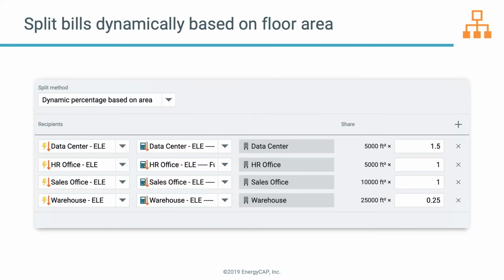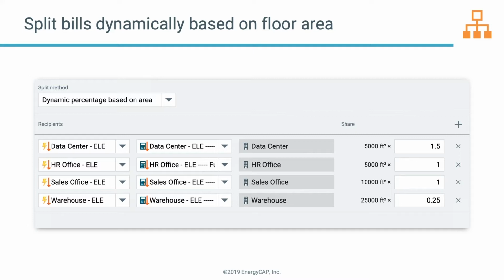One of our new options is to dynamically split bills based on floor area. So here's an example where, let's say a vendor bill was provided that represents a bill for 4 buildings that are behind that original vendor bill. In this case, the data center, HR office, sales office, and warehouse will all receive their fair share of that original bill.